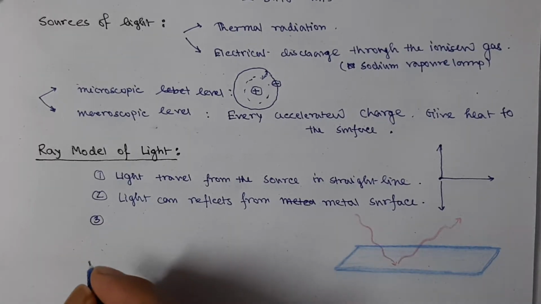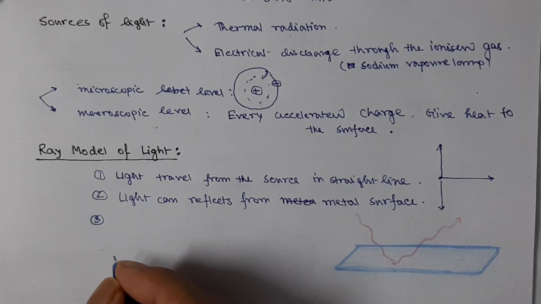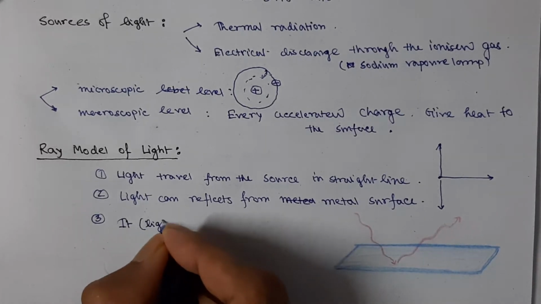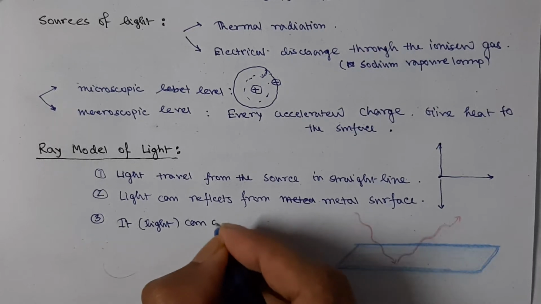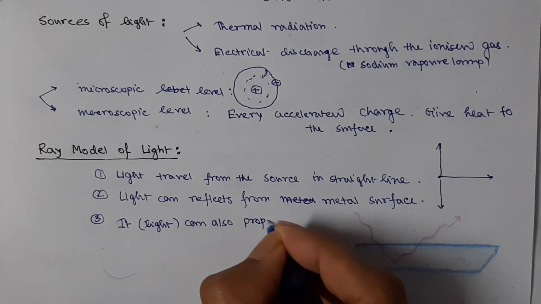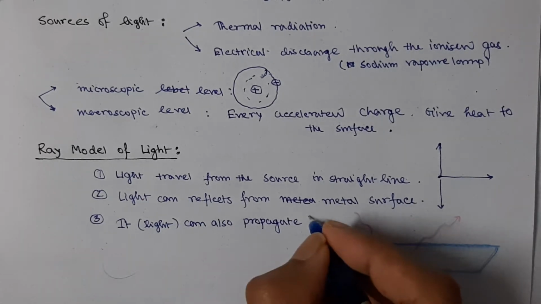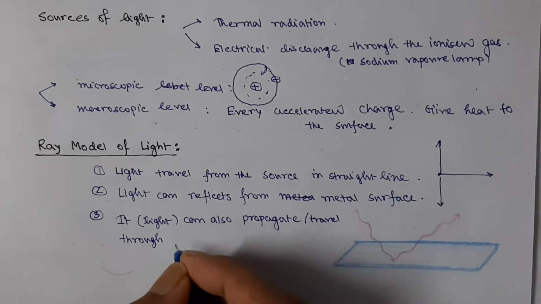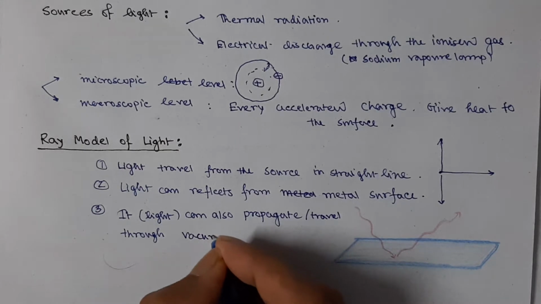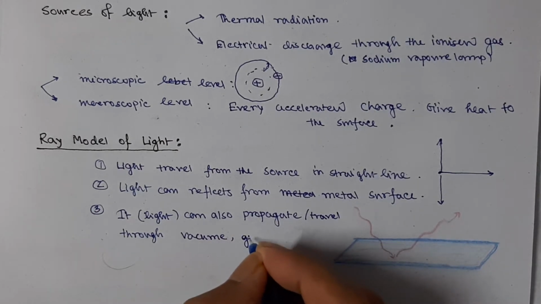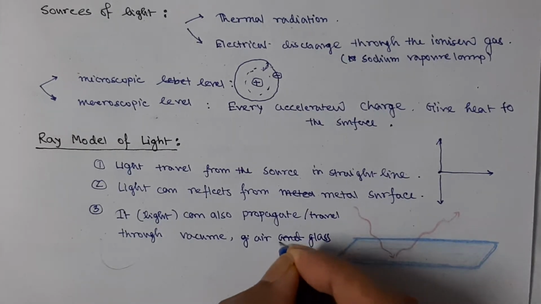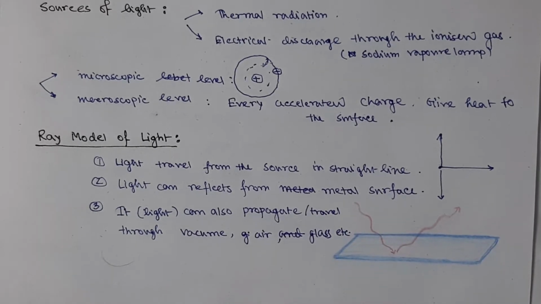And the third point is that light also propagates through vacuum, air, glass etc. So light can travel through some optical medium.